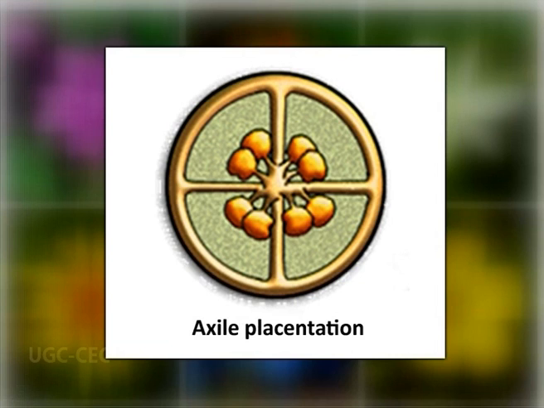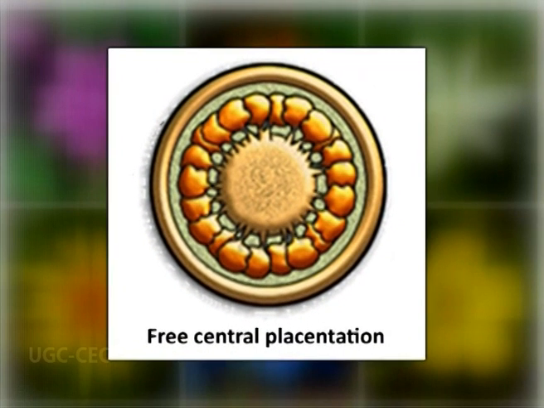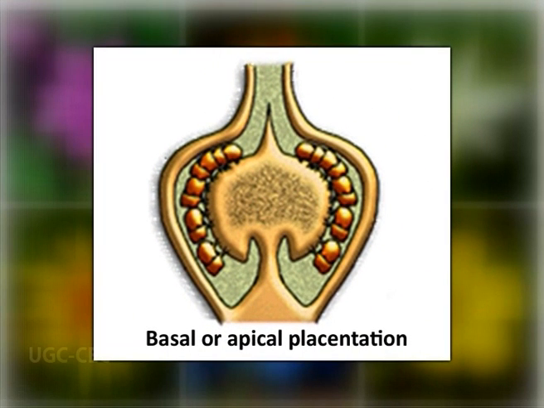placentation. In some ovaries, the placenta are found in clumps along the walls called parietal placentation or on a central column with no septa defining locules called free central placentation. In some cases, a single ovule is attached to the bottom or top of the locule called basal or apical placentation respectively. Now, we come to ovule.